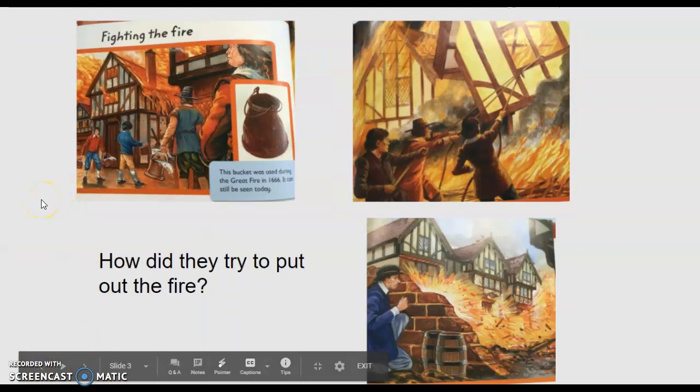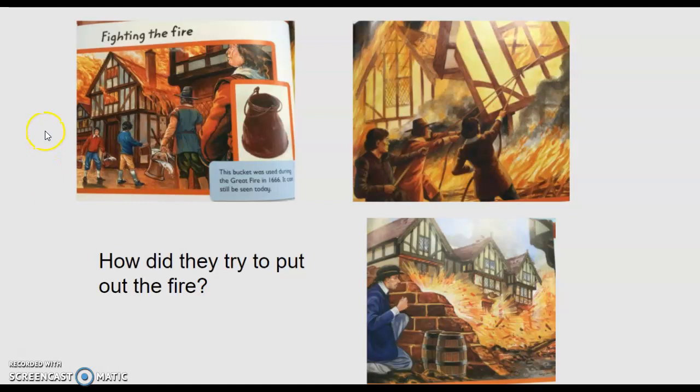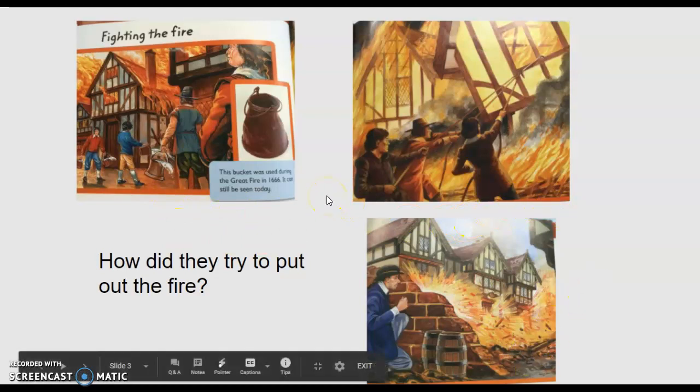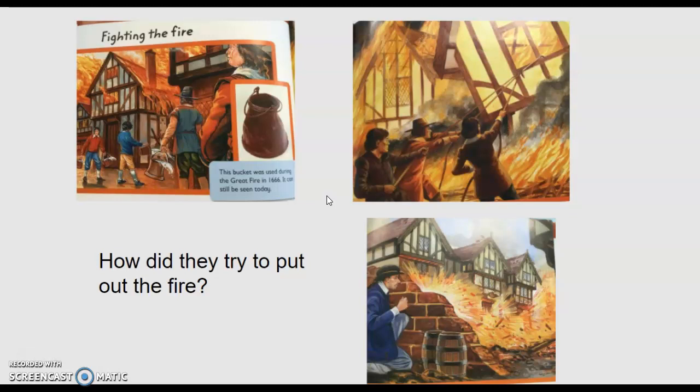Do you remember what they used to try to put out the fire? These three pictures here are people fighting the fire. Now, the first picture, can you see what they used? They used leather buckets. They went to the River Thames, they filled up the buckets with water, and they tried to put the fire out. But did it help? Was that enough water to put out the fire? You know it wasn't. They needed a lot more water to do that. And you know that at the time of the Great Fire of London, they didn't actually have a fire brigade.